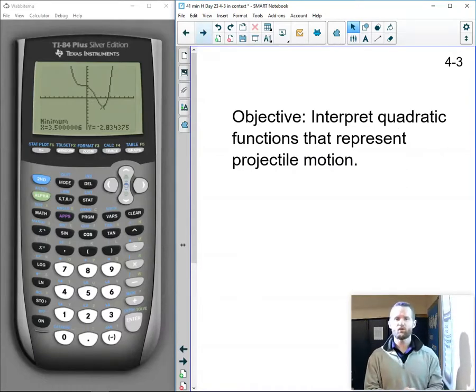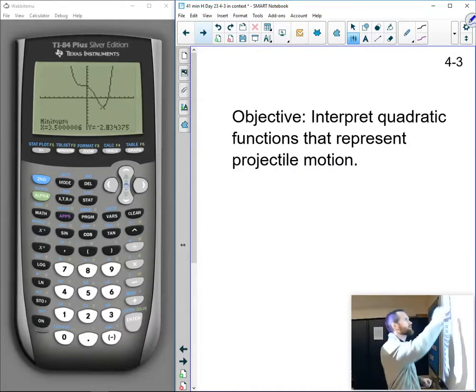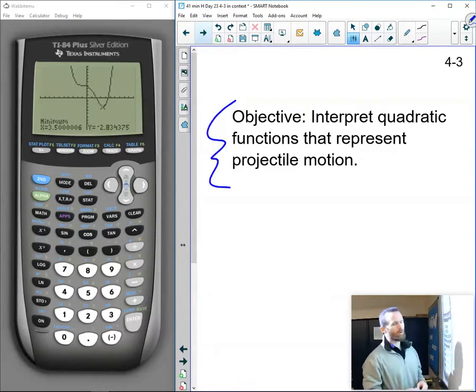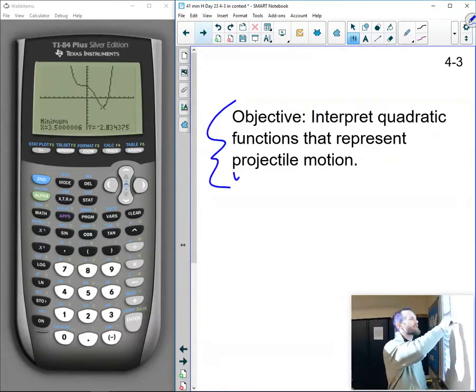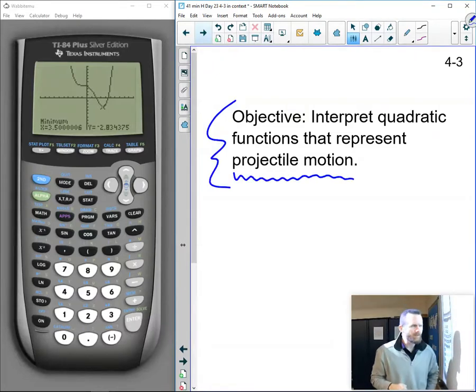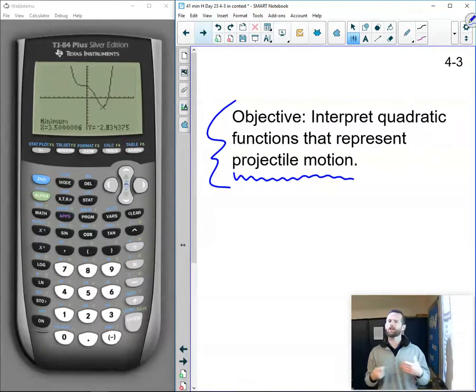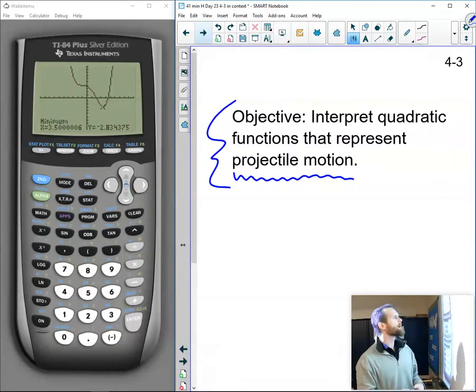Here's our objective, though. We're doing chapter 4, section 3. After today, we should be able to interpret quadratic functions that represent projectile motion. Projectile motion is something you'll talk a lot about when you get to physics, or if you're already taking physics, so hopefully that sounds sort of familiar.